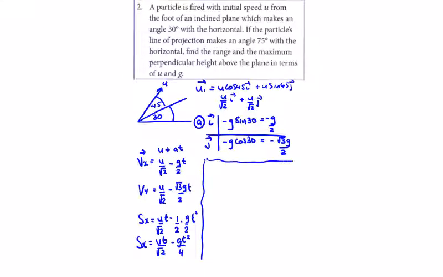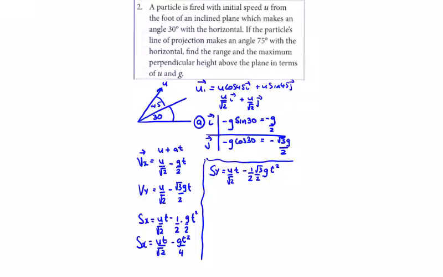Let's do displacement in the y direction. u over root 2 times t as well, ut plus a half at squared, so minus 1 over 2 times root 3 over 2. So that's a half times g, so the g is in there, times t squared.